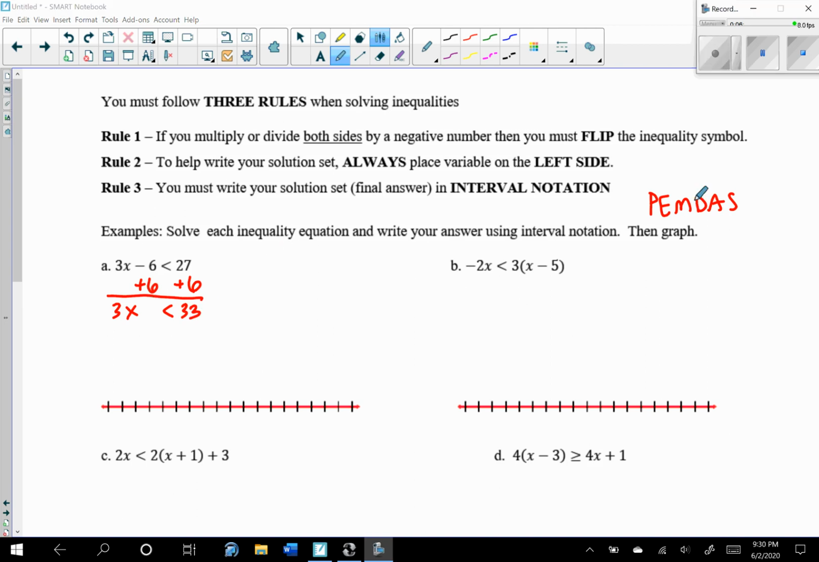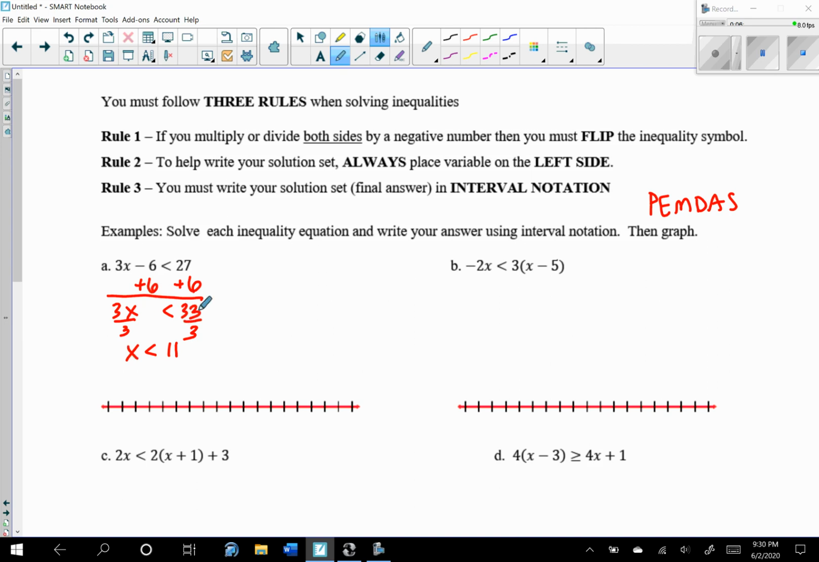Then next is multiplication and division. So what do we have being multiplied by the variable? The 3. So we're going to divide both sides of the inequality symbol by 3, which gives us x is less than 11. And so the x is on the left side. We didn't multiply or divide both sides by a negative number, so we don't have to flip.